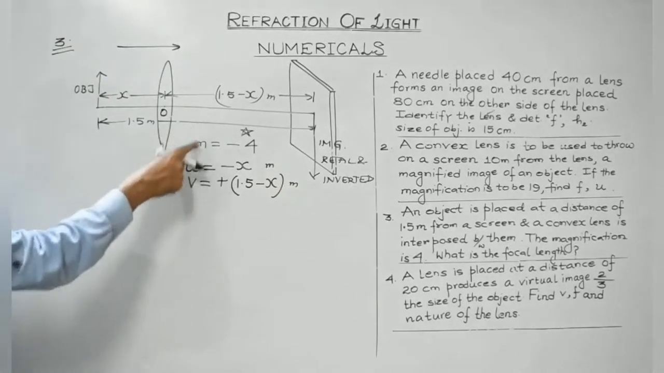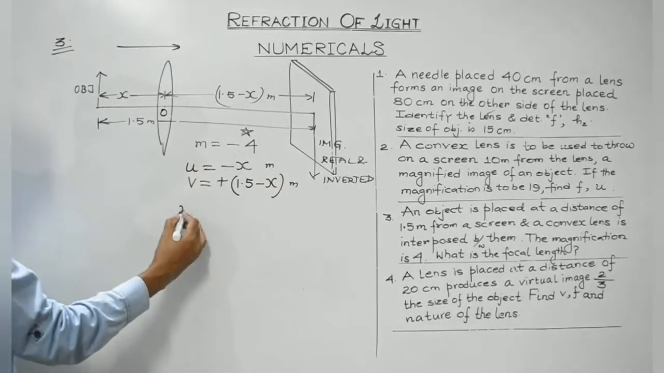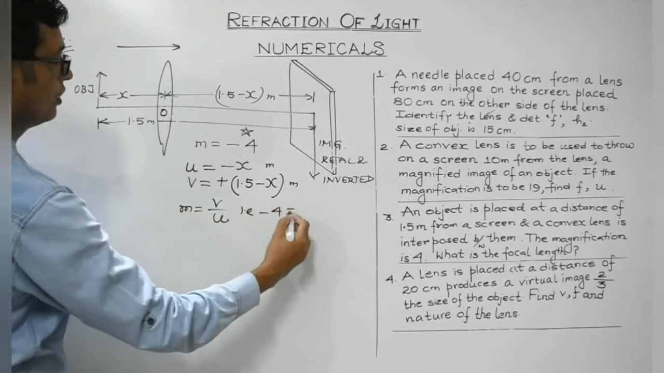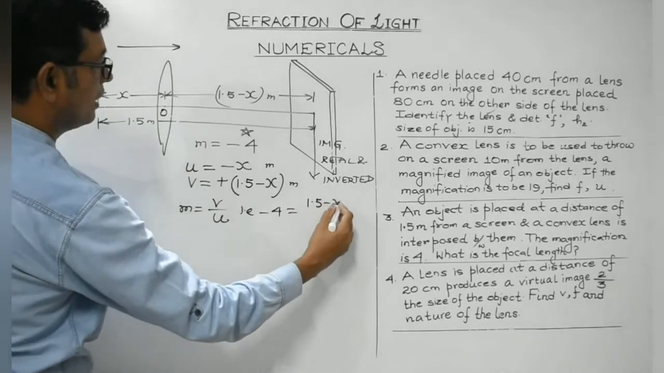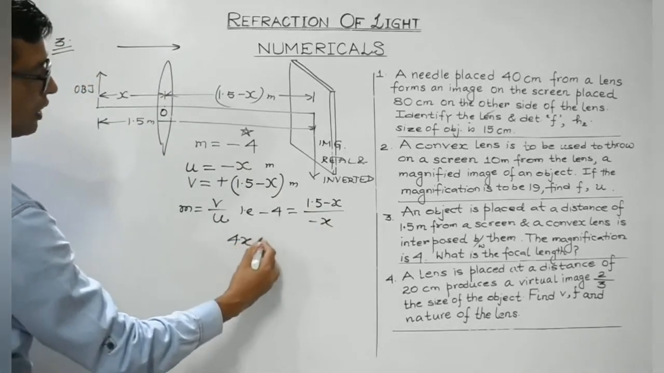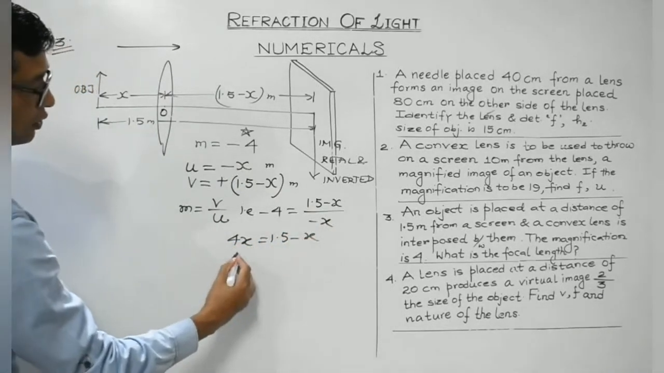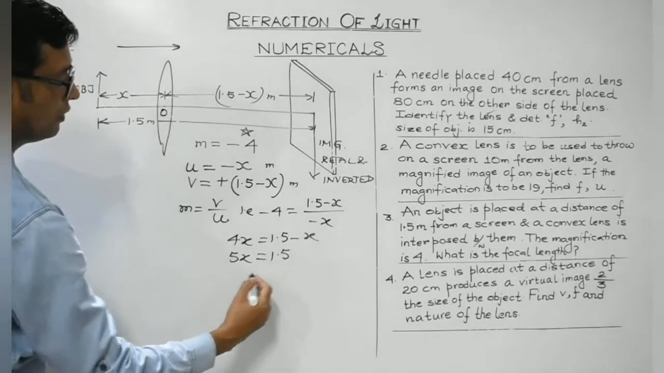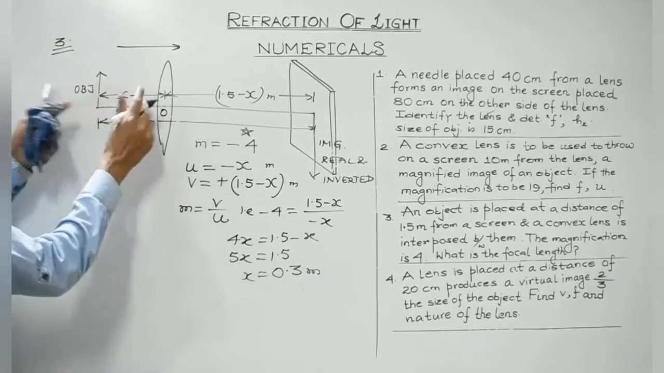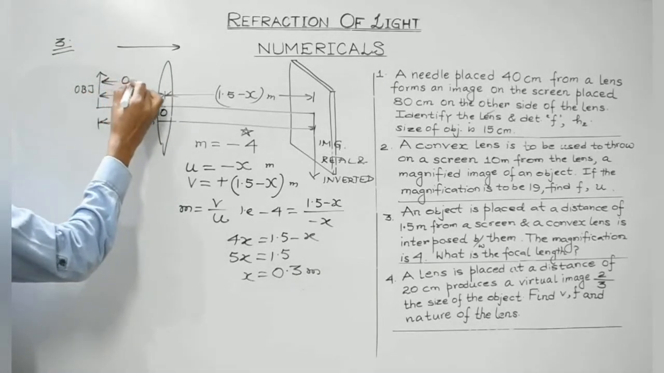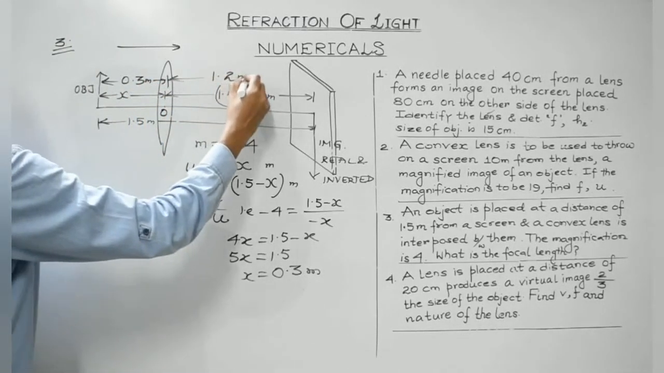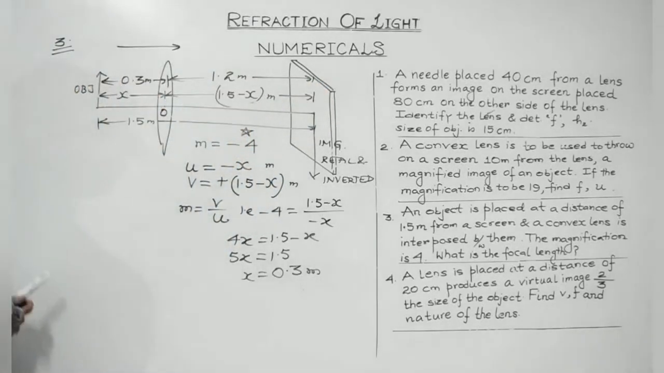So, you are aware of this relationship between these three. So, what you get is m is equal to v by u. That is, -4 is equal to 1.5 minus x divided by minus x. So, cross multiplying, we get 4x is equal to 1.5 minus x. So, that will give us 5x equals to 1.5 or x equals to 0.3 meter. Right? So, x is 0.3 meter. So, this distance is 0.3 meter and the remaining distance will be 1.2 meter, 1.5 minus 0.3. Clear, students?